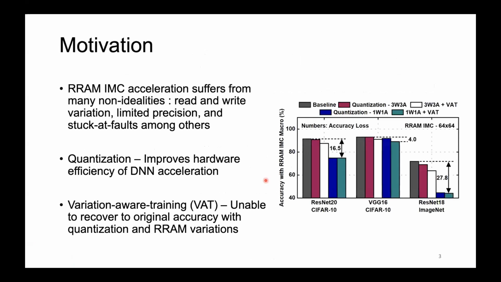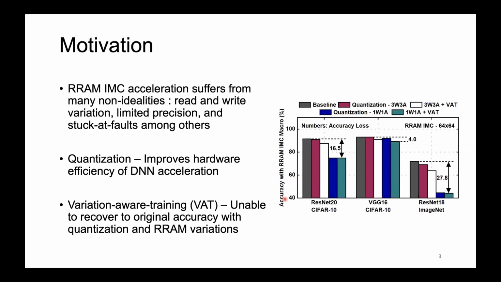So the motivation of this work stems from the fact that resistive RAM or RRAM-based IMC acceleration suffers from many non-idealities, such as read and write variation, limited precision, stuck-at faults, amongst many of the others. In addition, quantization of the neural network, which improves the hardware efficiency, increases the effect of these non-idealities significantly. Conventional variation-aware training methods, which have been proposed in prior works, are unable to recover the accuracy to the original point, which is the floating point 32-bit model, in the presence of quantization and RRAM variations.